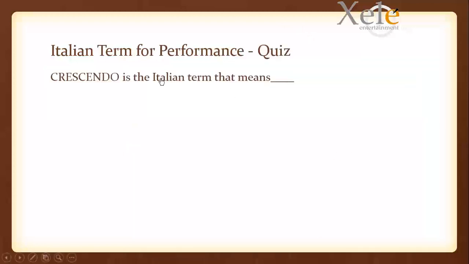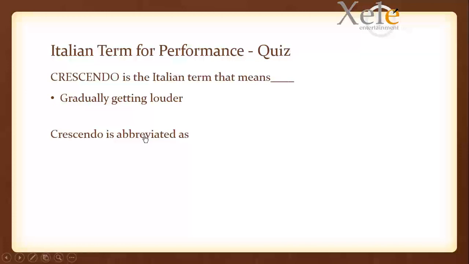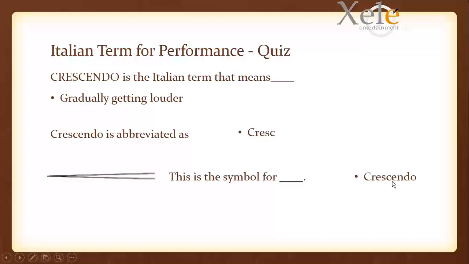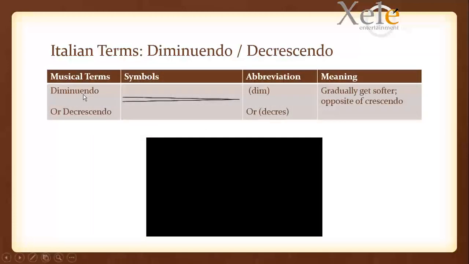So, quick quiz. Crescendo is the Italian term that means what exactly? It means to gradually get louder. It's that simple. Crescendo is abbreviated as what exactly? It is abbreviated as CRESC. And this symbol is the symbol for what exactly? For crescendo.